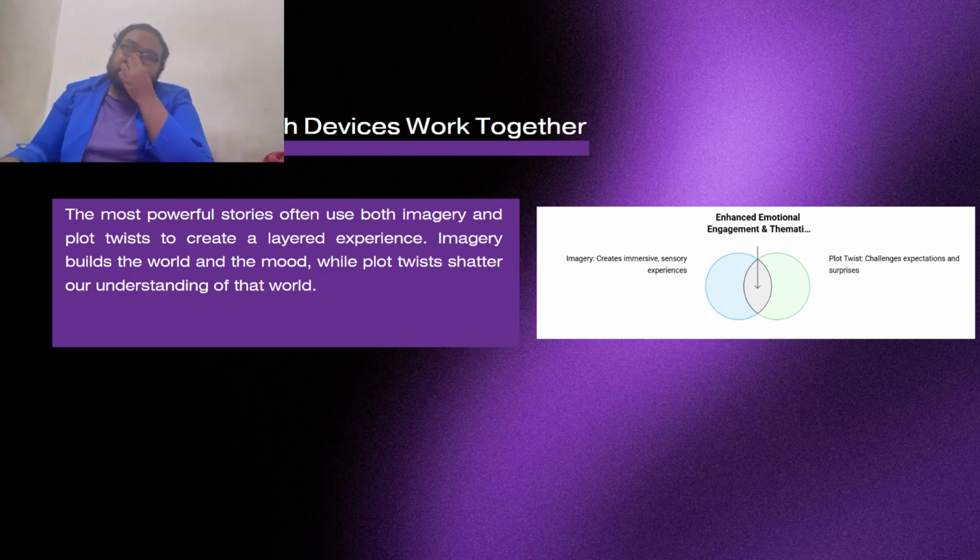Okay. Synergy: when both devices work together. The most powerful stories often use both imagery and plot twists to create a layered experience. Imagery builds the world and the mood, while plot twists shift our understanding of that world.